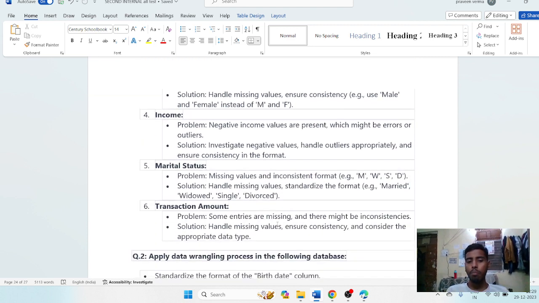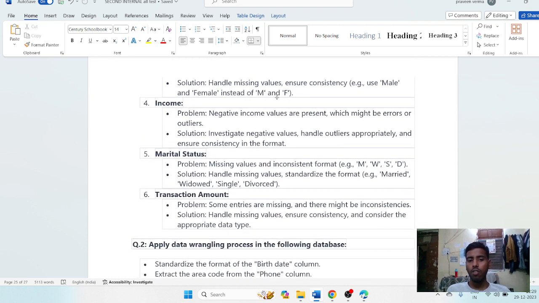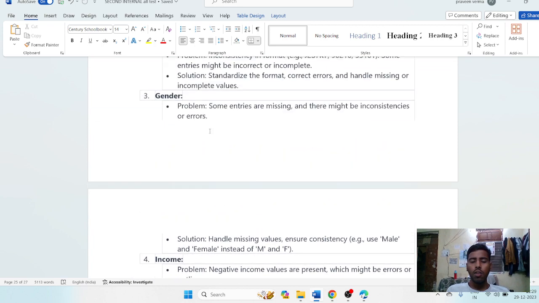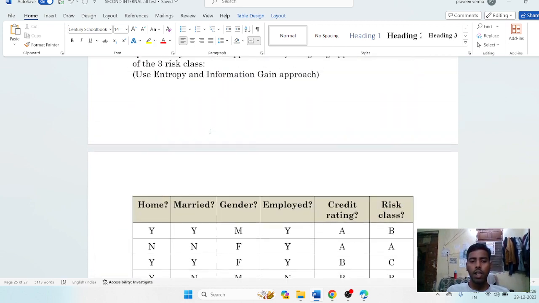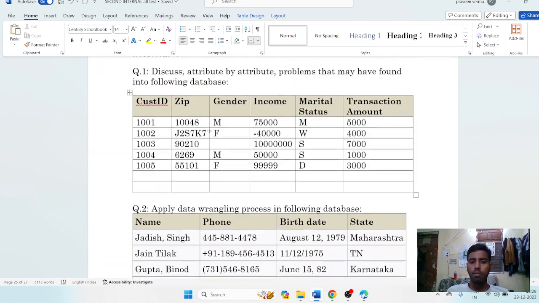We should use proper full forms, not short forms. Next attribute is the fourth, income. So let's see what the problem is. The problem is that negative income values are present, which might be errors or outliers. Okay, let's go back to the data set. I'm going to show you what the problem in income is.